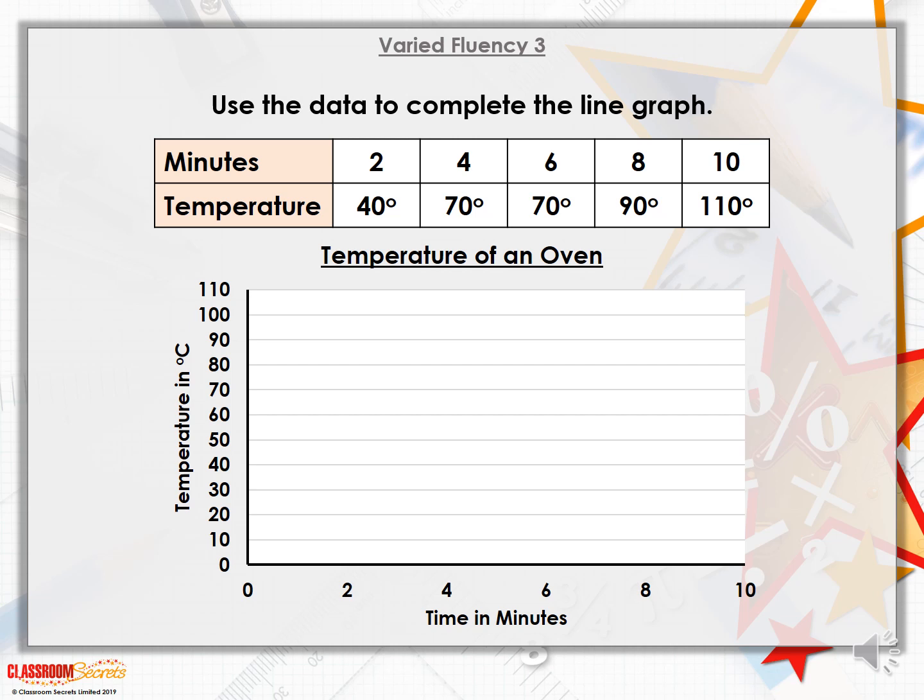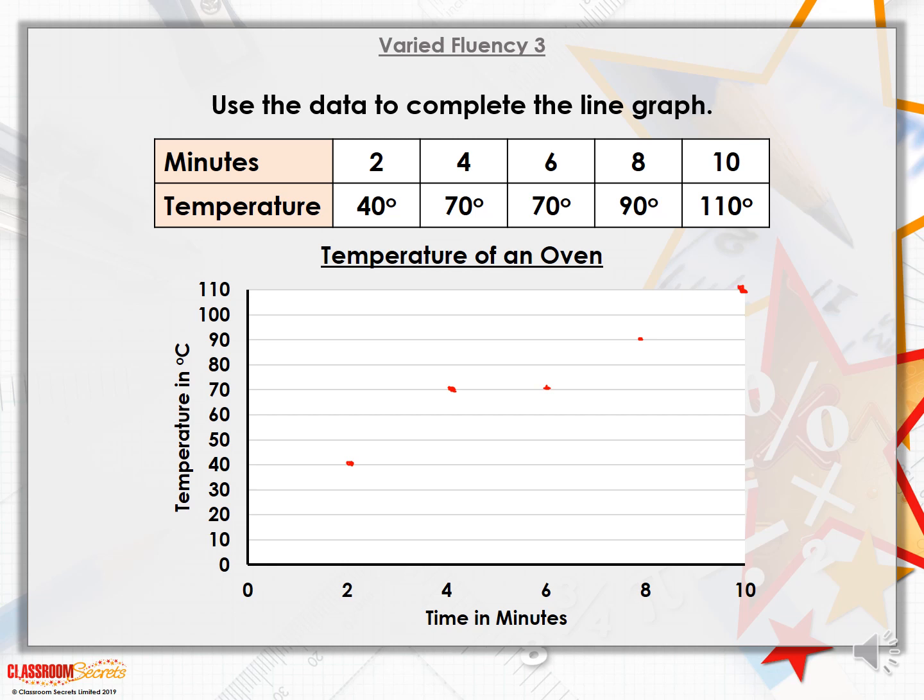So 2, about 40. I'm going to do a little dot right about there. Then for 4, I'm going to look at 70. I'm going to make sure it's nice and accurate. About there. It's in line with the 4 and that's got 70 there. 6, I will go up, and remember, that's in line with the 4 minutes, so I can do 70 on there as well. And then 8 is 90, so make sure that's in line with that 8 there. Draw a little dot there. And then 10, 110, right in the top corner there.